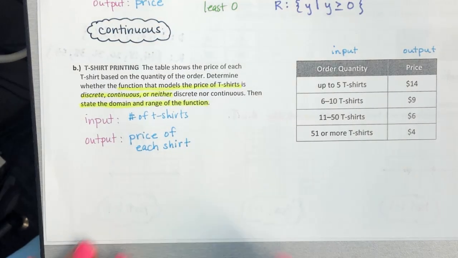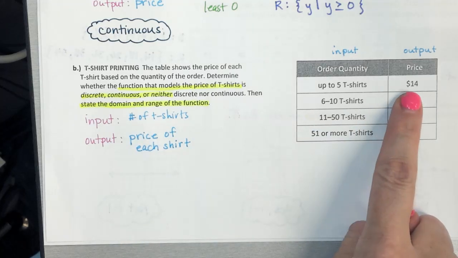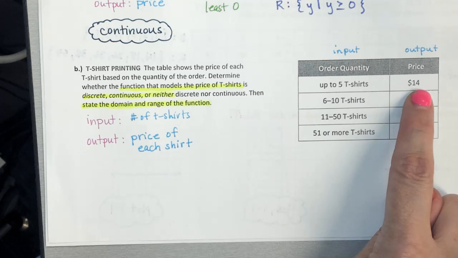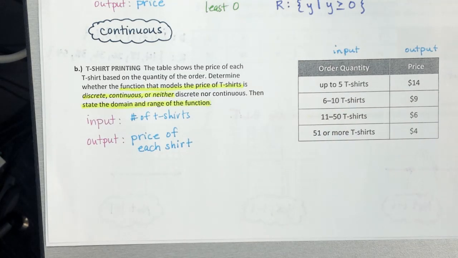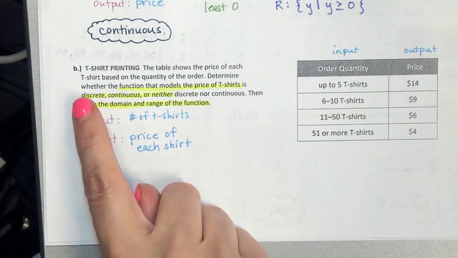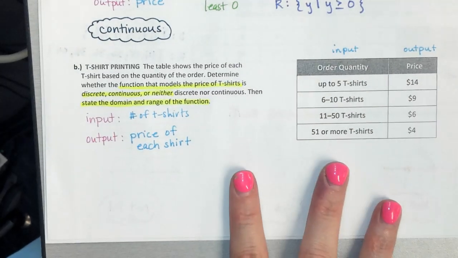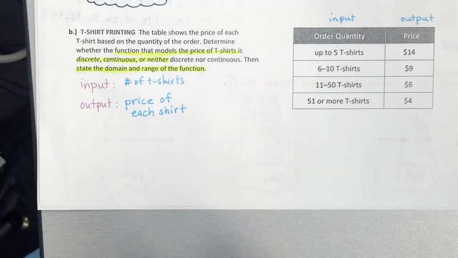Okay, and the reason why I'm just being specific about that is this is saying up to 5 shirts, right? This is the price of each of them. It's not the total price. That's not going to make much of a difference in terms of whether it's discrete, continuous, or neither, but it is going to make a difference in stating our domain and range.